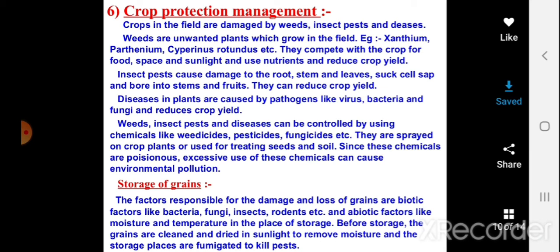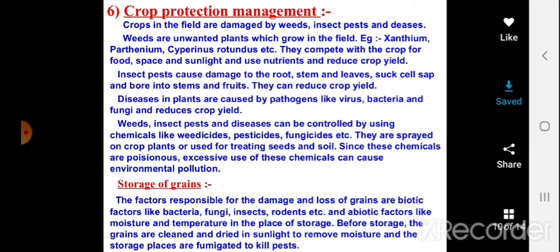Last year we discussed the diseases that take place in plants. So that way also they reduce the yields. Now diseases, weeds and insects can all be controlled by using chemicals like weedicides, pesticides and fungicides, which are sprayed on the crop plants or used for treating seeds and the soil. Since these chemicals are poisonous, excessive use of these chemicals can cause environmental pollution.